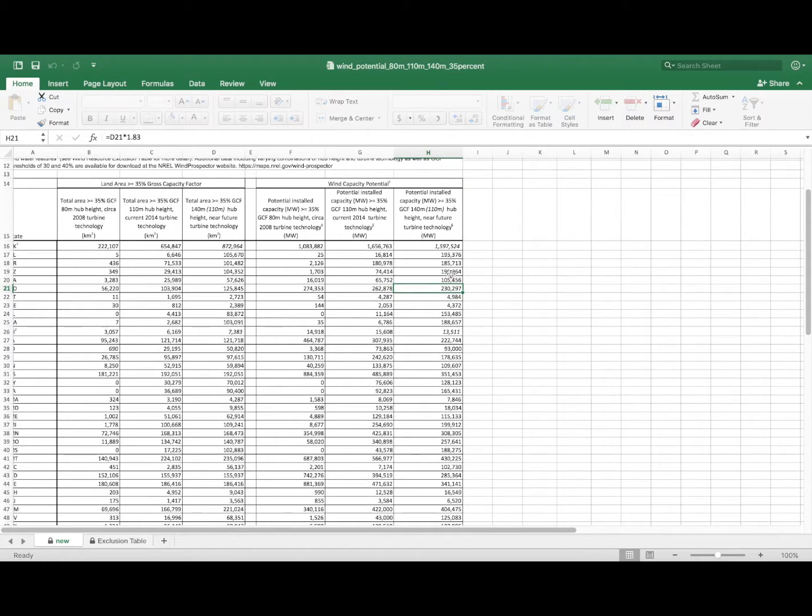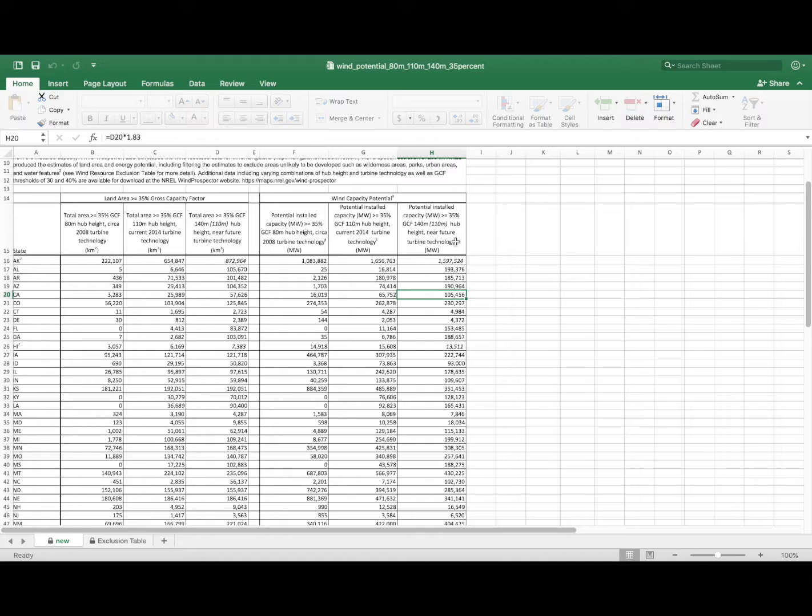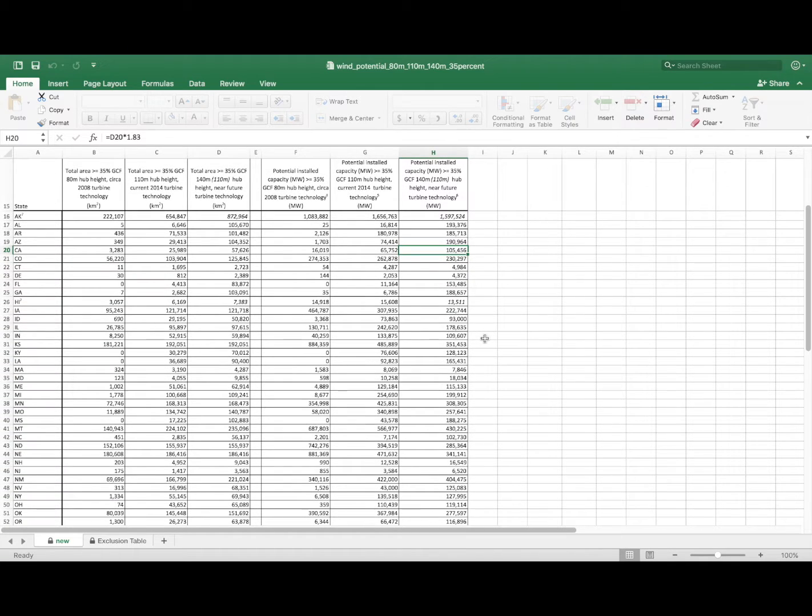One thing to keep in mind here is that what they're referring to is capacity. So there's 105 gigawatts of capacity, but that capacity is only going to be operating maybe 30 or 35% of the time. So the real number here is probably more like 30 gigawatts.